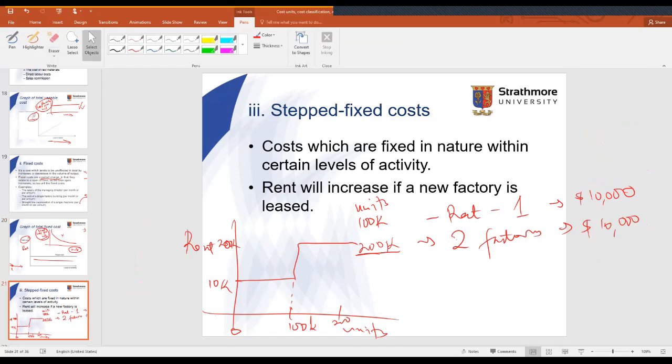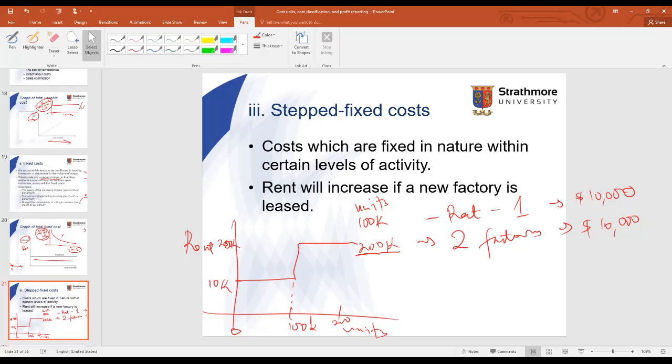So that's on the stepped fixed cost: the cost remains fixed only for a certain level of activity. Beyond those activity levels, you have to incur more costs. You have to pay more, for example with the case of rent. What could be another example of a stepped cost? Maybe the salaries of the accountants.